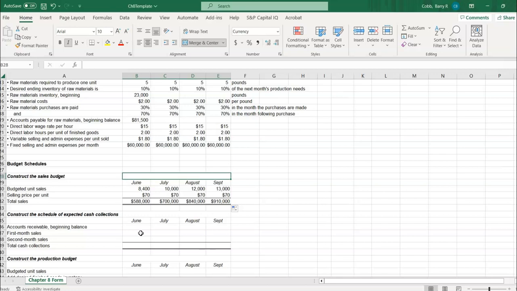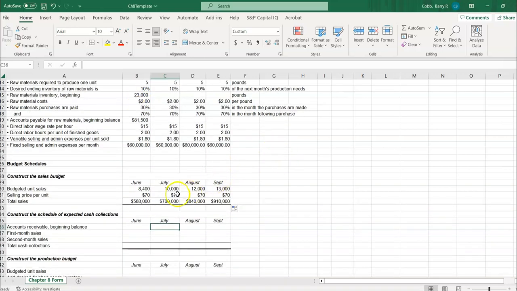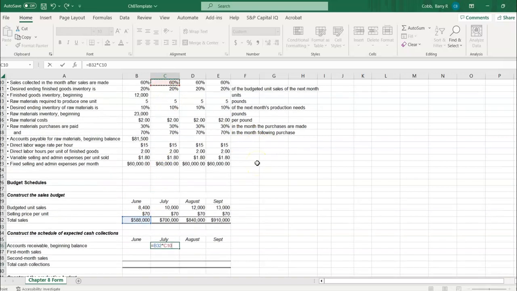Now, in July, what we'll notice is that their sales pattern is that they collect 40% in the month of the sale and 60% in the month after the sale. So without any other information, we're going to assume that the sales from June times 60%, because July is after June, would be the amount that's in the beginning July accounts receivable balance. We would assume what is there is 60% of what is yet to be collected from the prior month.